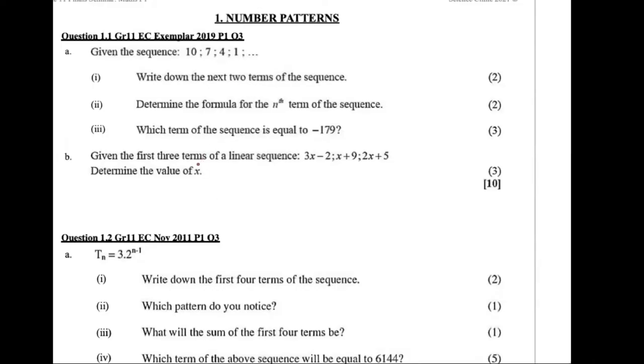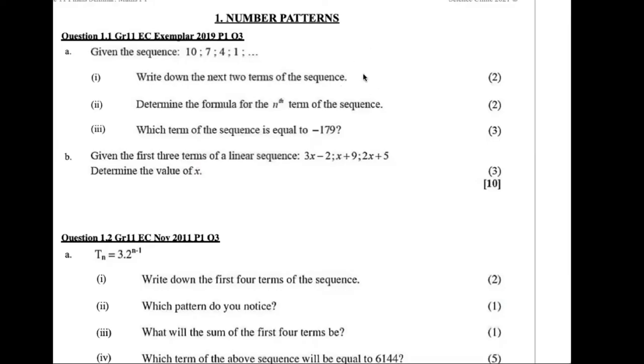Question 1.1 from the Eastern Cape Exemplar of 2019 says the following. Given the sequence 10, 7, 4, 1, let's see what questions they ask us, and then we're going to start answering. The first question asks us to write down the next 2 terms, so we're going to extend our pattern. Then we are going to determine a formula for the pattern.